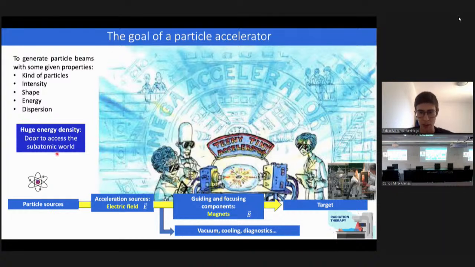So a basic accelerator is made of a particle source. Then you need acceleration sources, which are mainly electric fields. Then you need guiding and focusing components, which usually are magnets. And then you need your target, which can be a patient, if you are doing some cancer therapy, or, for example, a painting, if you are doing some research in the components of the things that you are interested in. And then you also need some equipment in order to reach the vacuum levels, the cooling, the diagnostics, etc.